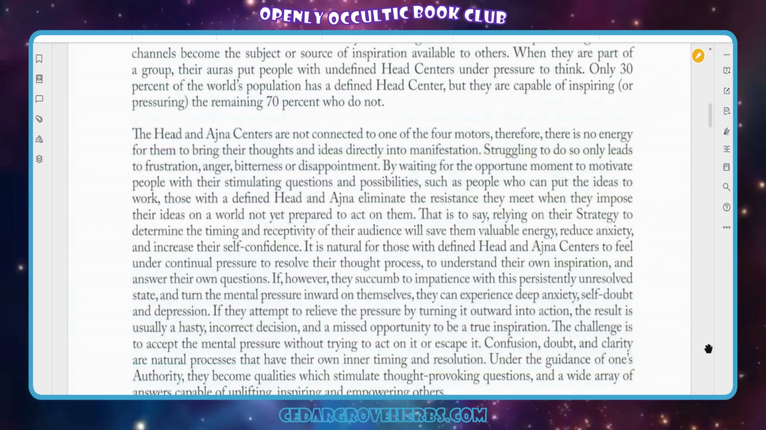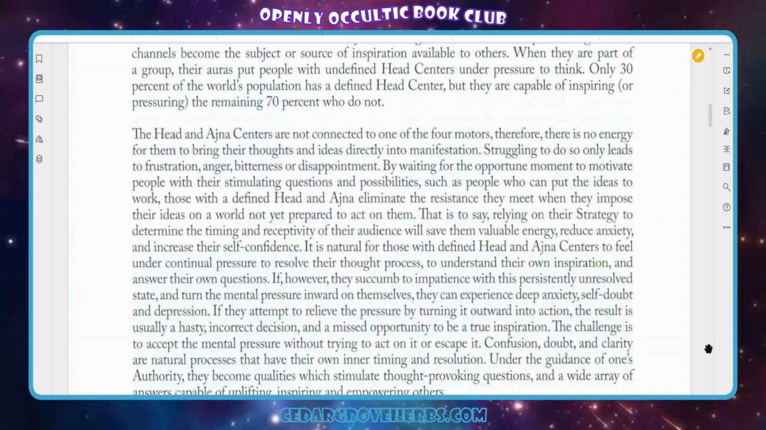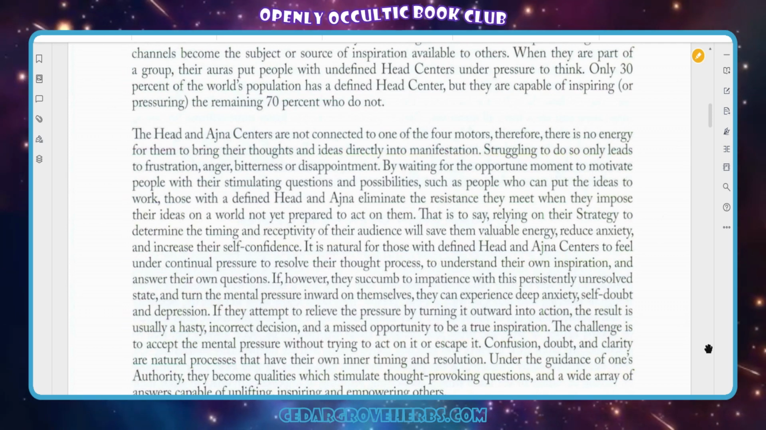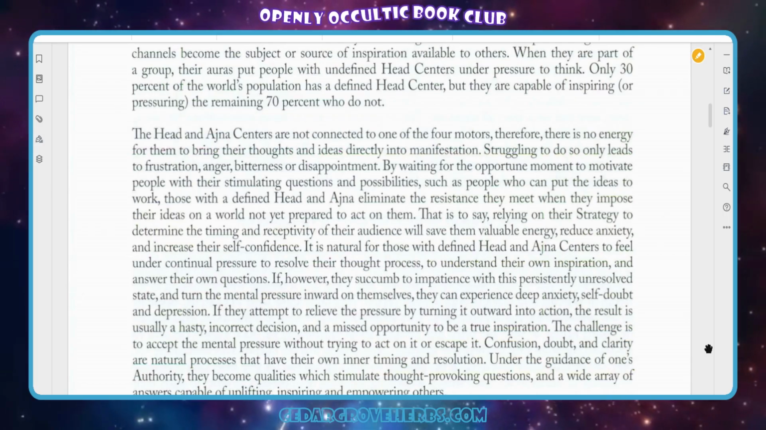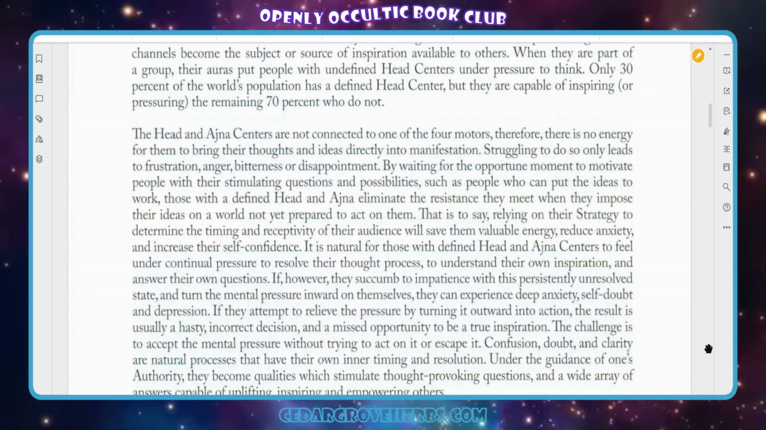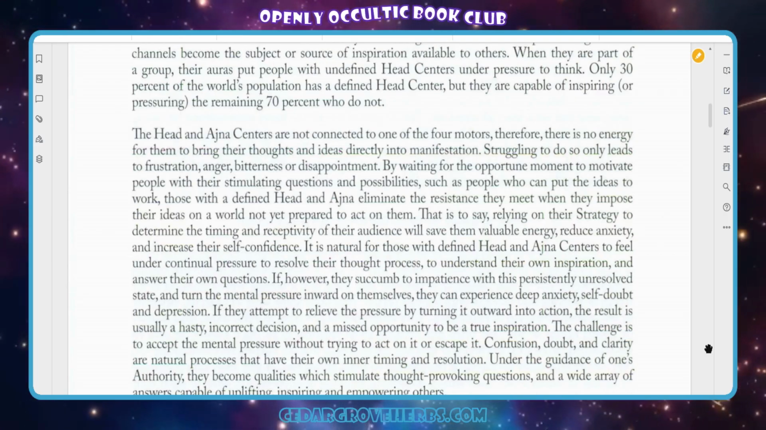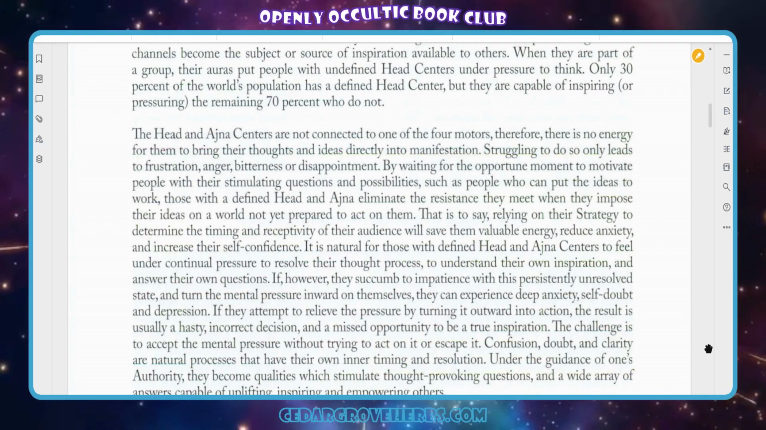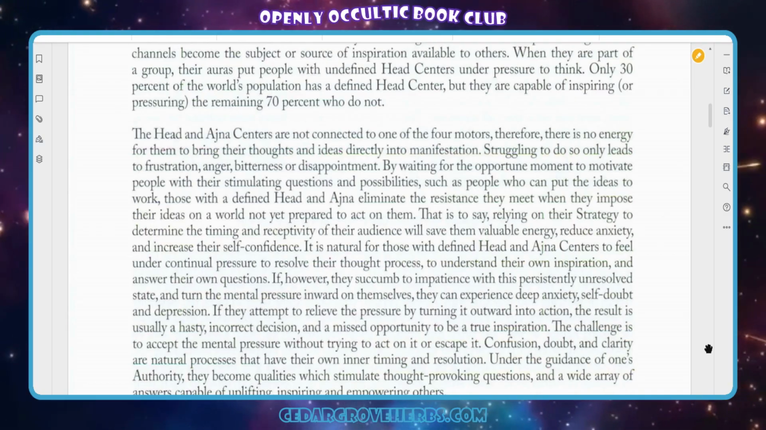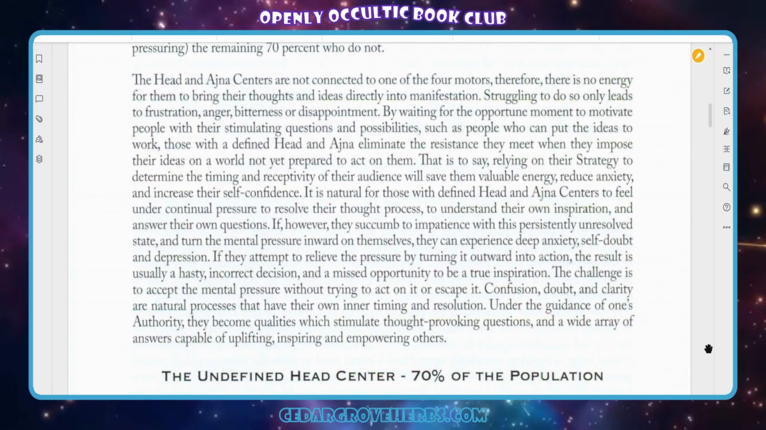That is to say, relying on their strategy to determine the timing and receptivity of their audience will save them valuable energy, reduce anxiety, and increase their self confidence. It is natural for those with defined head and ajna centers to feel under continual pressure to resolve their thought process and to understand their own inspiration and answer their own questions.